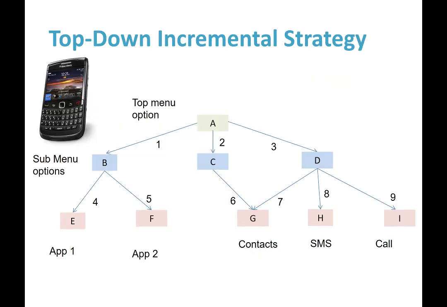So in this example, we have the idea of a phone. Looking at the top level here, A, that represents the home screen in this particular case. B, C, and D will represent the submenu. And then the bottom layer here, E to I, represents different applications or different functions of the phone that we might want to access. So, for example, to open app 1, I would need to start from the home screen, go through submenu B, and then click on the application that relates to E.